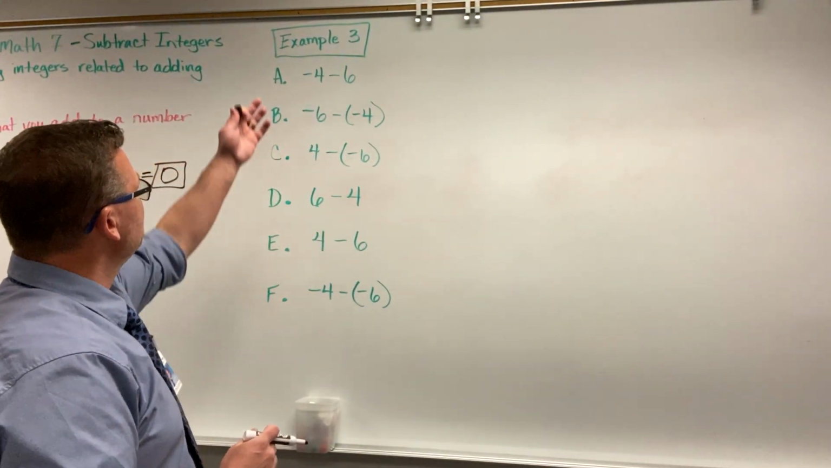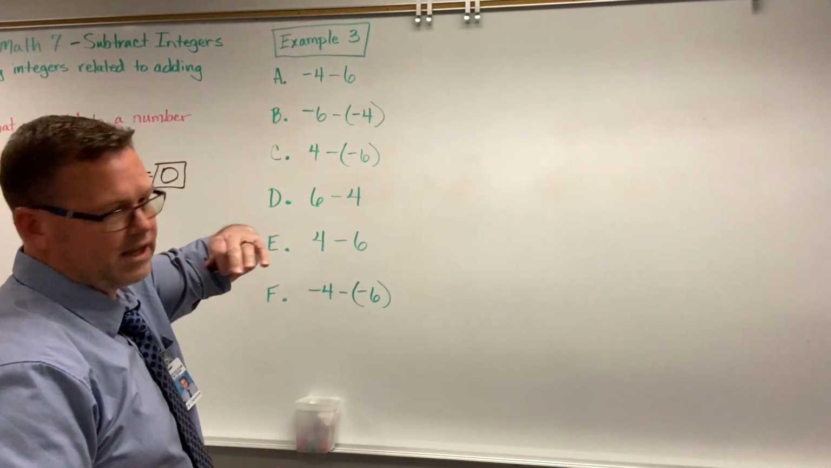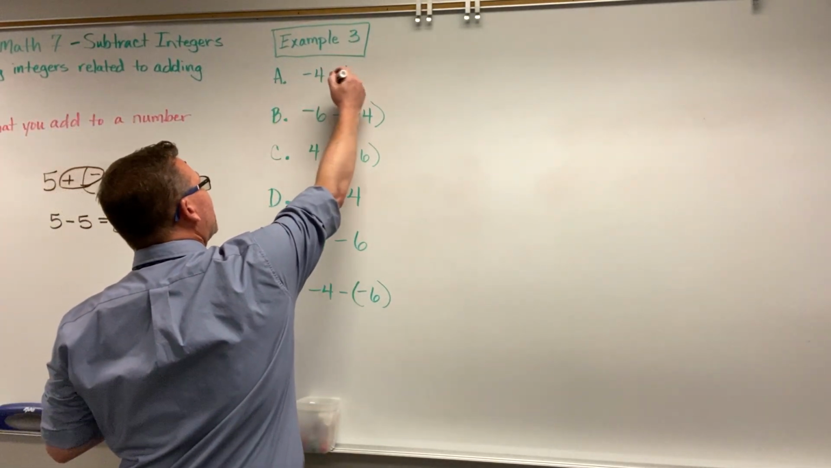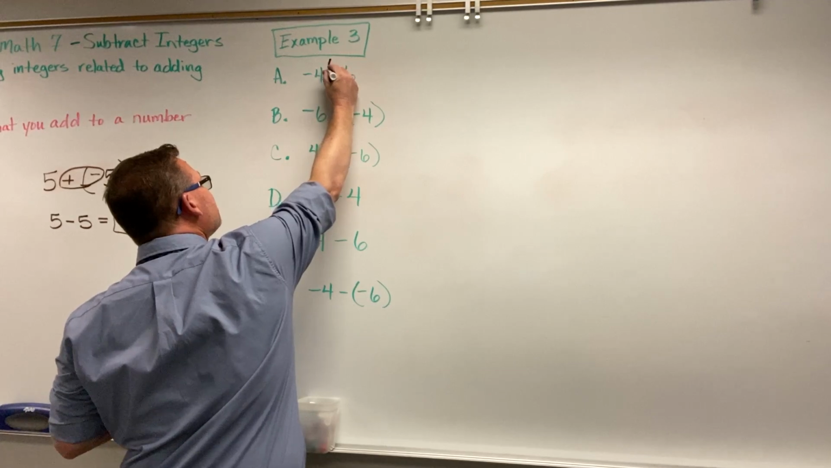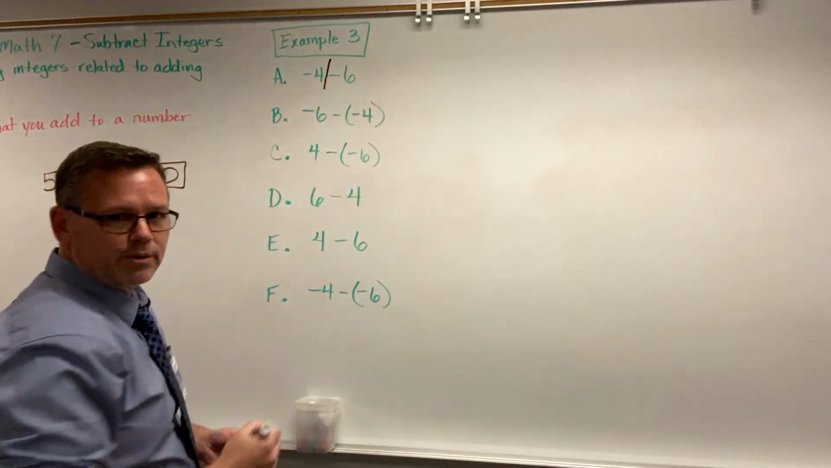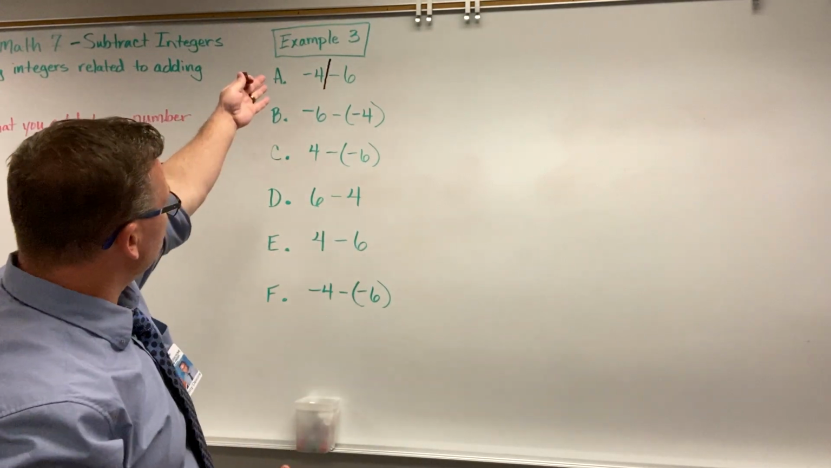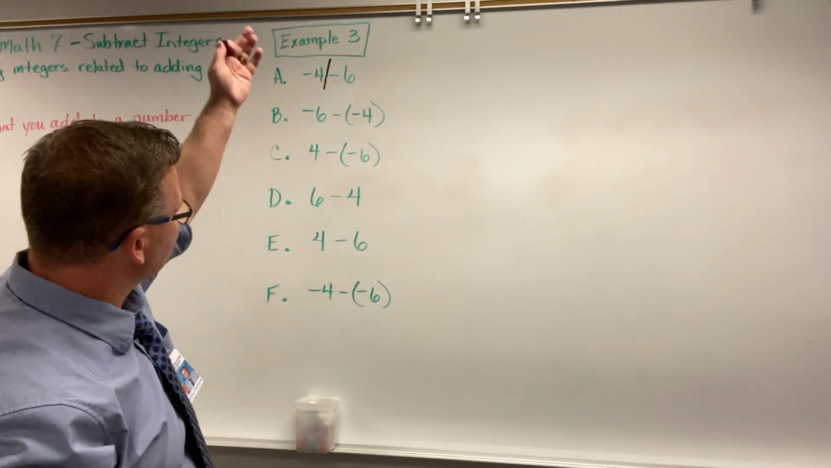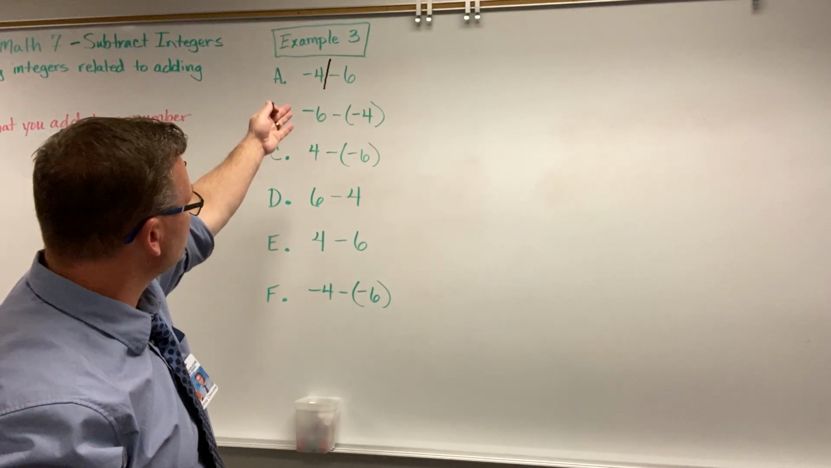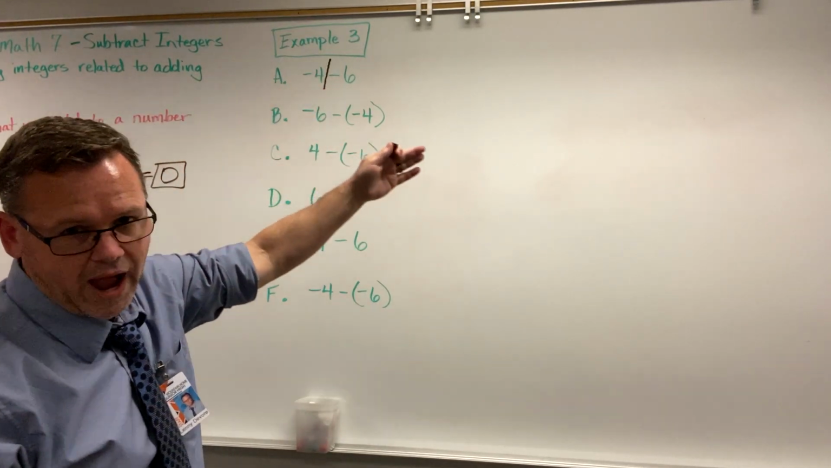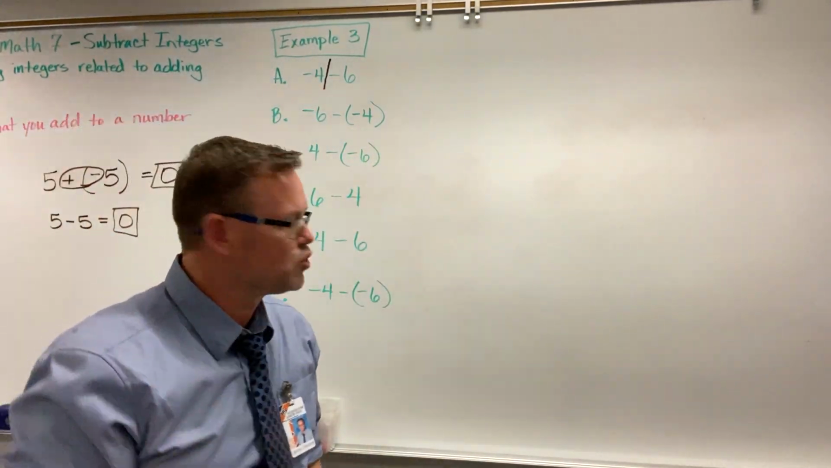Okay, so A is negative 4 minus 6. So right away, I separate the terms. Now remember, terms are separated by plus, minus, or an equal sign. The reason I want to separate these terms is because I want to know that we are starting at a negative 4, and then we're going to subtract 6 more. This helps us visualize this better.